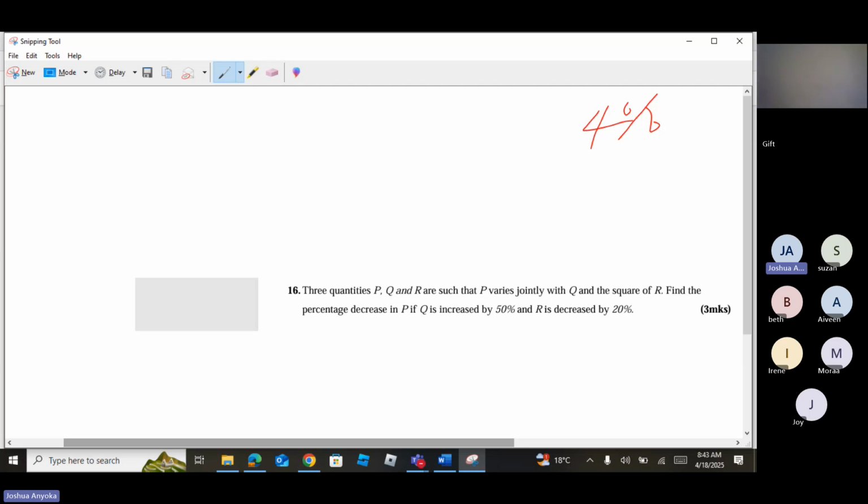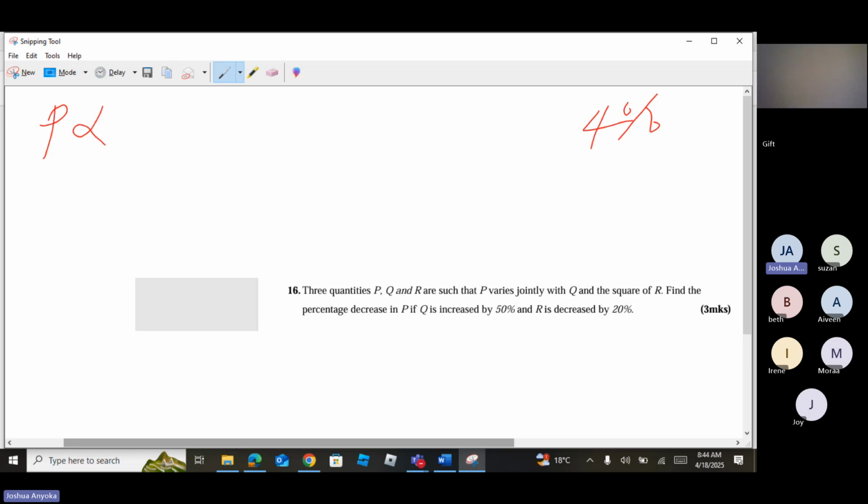Okay, let us have a look at the question together. As you compare your working, three quantities P, Q, and R are such that P varies jointly with Q and the square of R. Find the percentage decrease in P if Q is increased by 50%, R is decreased by 20%. P varies jointly with Q. So we start from there, where P varies jointly with Q and the square of R.